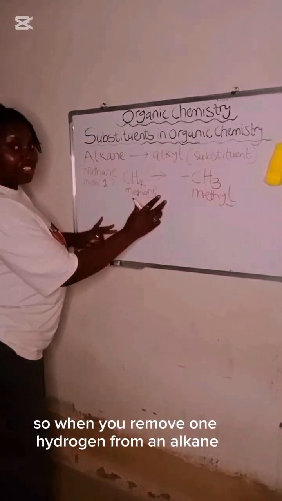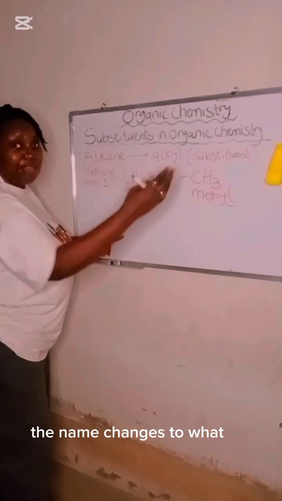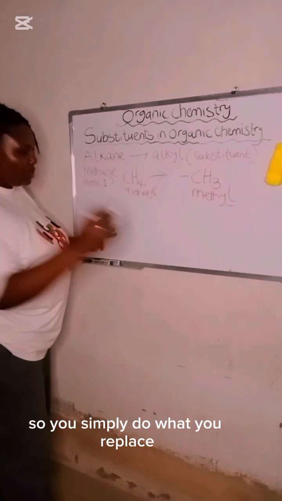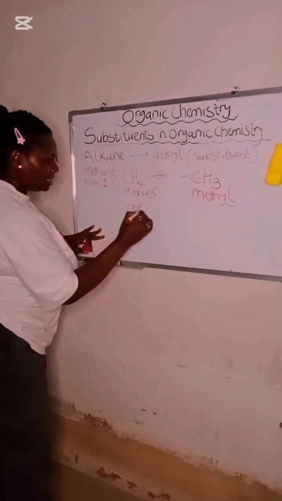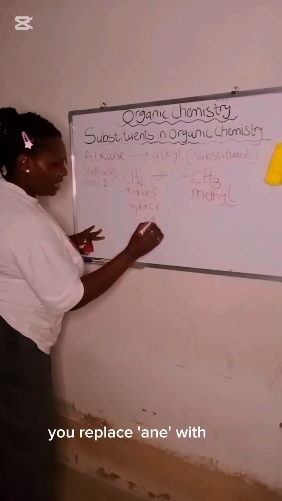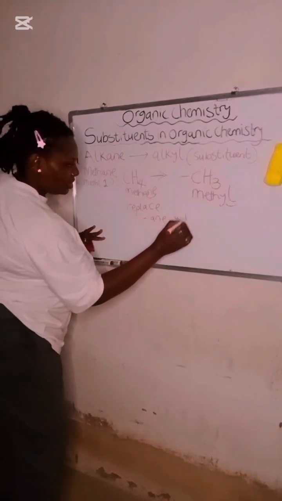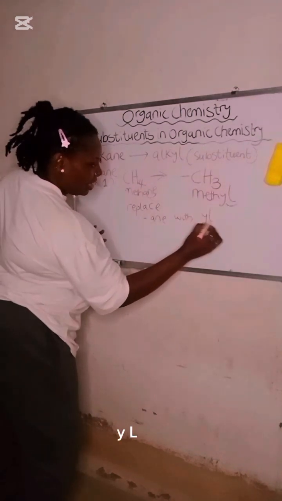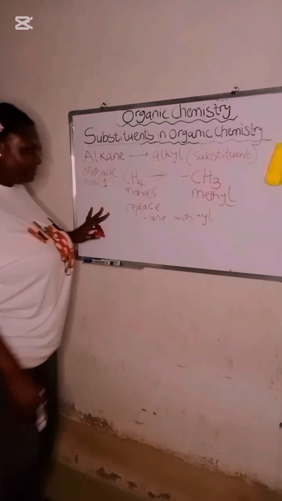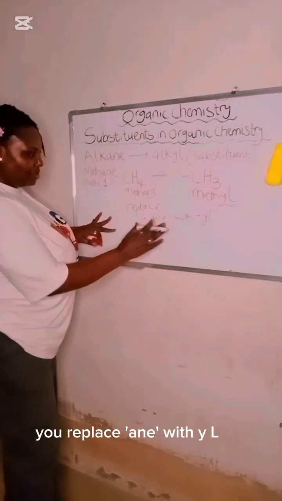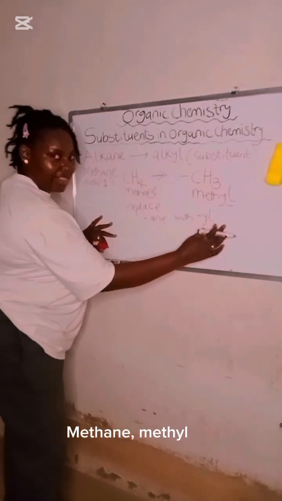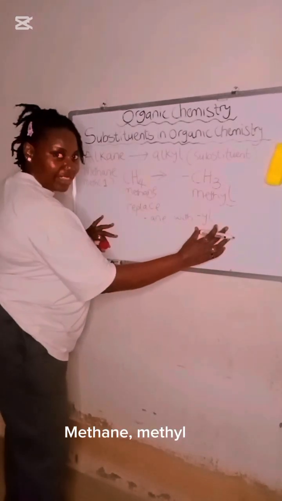So when you remove one hydrogen from an alkane, the name changes to what? YL. So you simply replace ANE with YL. Simple. You replace ANE with YL. Methane, methyl. Methane, methyl.